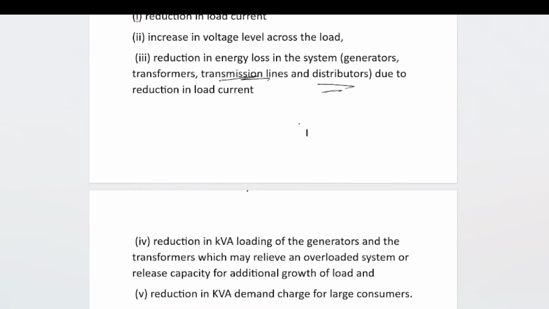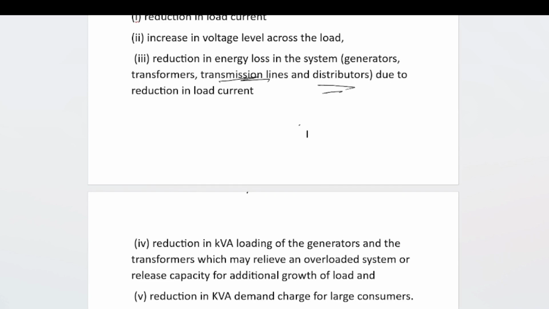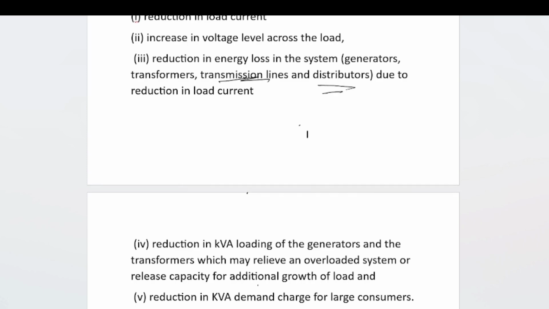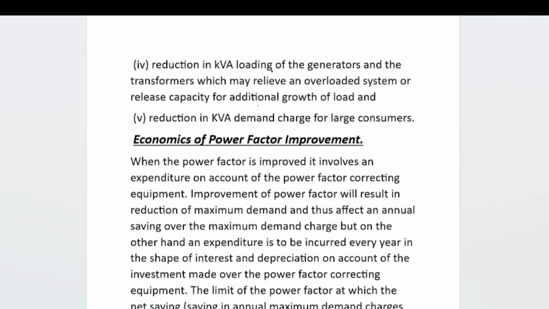Fourth point, a reduction in kVA loading of generators and transformers, which may relieve an overloaded system or release capacity for additional growth of load. And fifth point, a reduction in kVA demand charge for consumers.